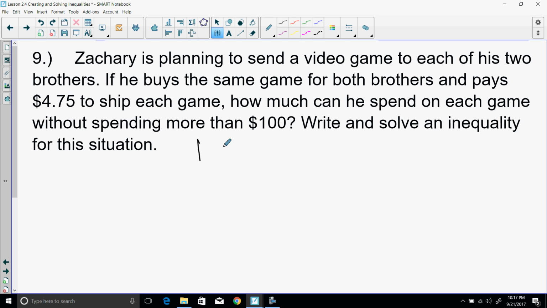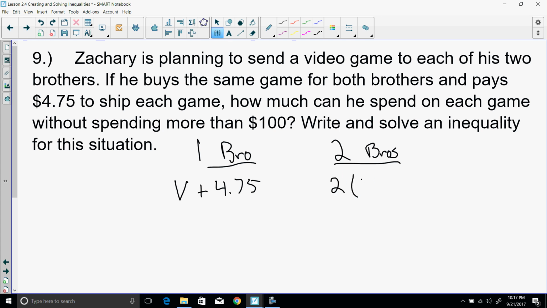If I were to buy a game for one brother, one bro, I would have the price of the video game plus the $4.75 shipping and handling. But I got 2 bros, so it's going to be 2 times this. So I got 2 times the price of the video game and twice the shipping and handling. So it's 2 times the whole expression. All right. Now, this is the total cost of Zach buying his video games for his brothers.